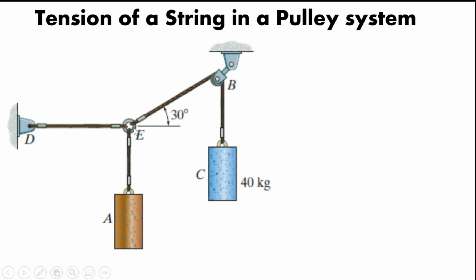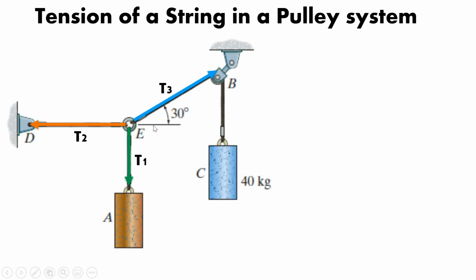So let's identify first what are the forces acting on the ring. We have T1 that is going down, T2 that is going to the left, and T3 that is 30 degrees from positive x-axis. This is almost the same as our problem that we solved before, but this T3 passes to a pulley system and the end of that string is connected to mass C.